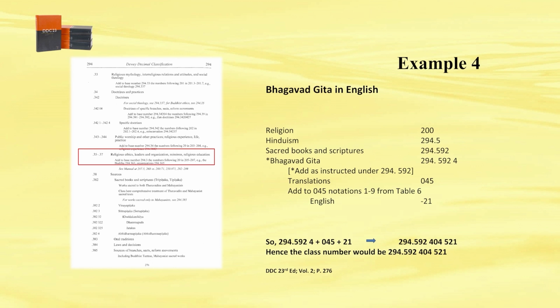So, the synthesis of the number will be 294.5924, then 045 for translation and 21 for English, that we have found in Table 6. So, remember, we have not added the number from Table 6 directly. We have to add 045 as there is an instruction to go to Table 6. That's why we can add 21. So, the number will be 294.592.404.521.